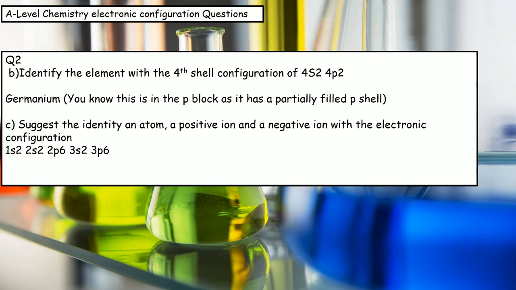Now, for C, suggest the identity of an atom, a positive ion and negative ion with the electronic configuration 1s2, 2s2, 2p6, 3s2, 3p6. Obviously, that's 18 electrons. There's only one element in the periodic table that can, in its atomic form, have that configuration, and that is argon. So Ar has that exact electronic configuration with 18 electrons.